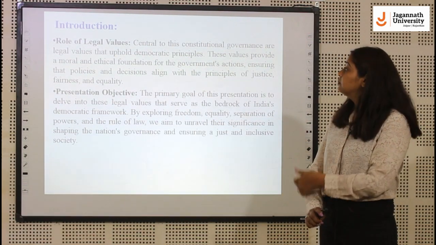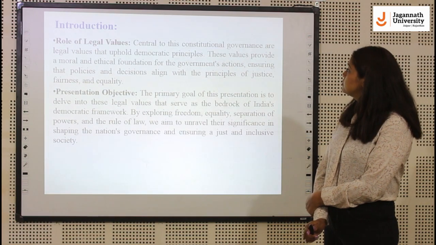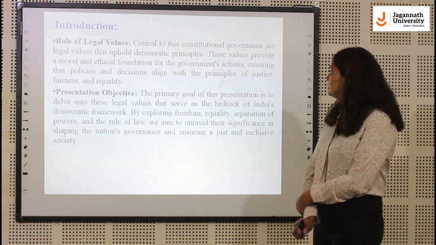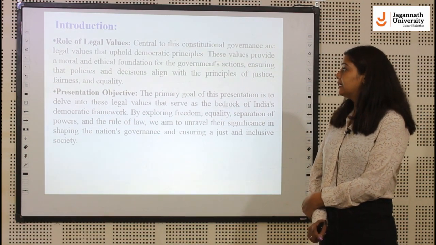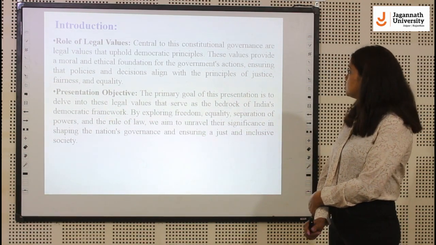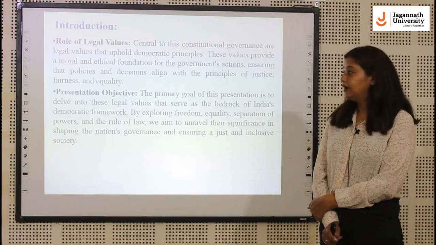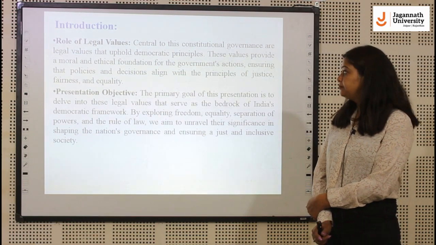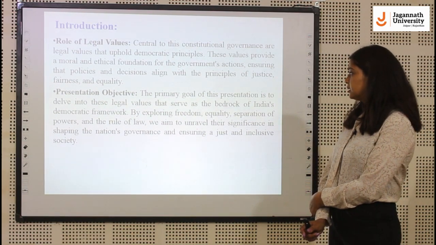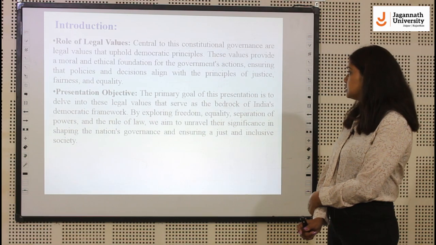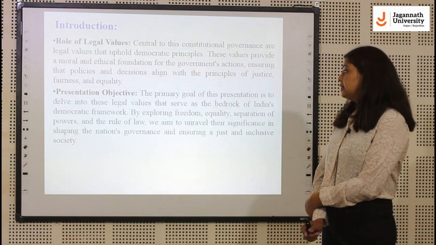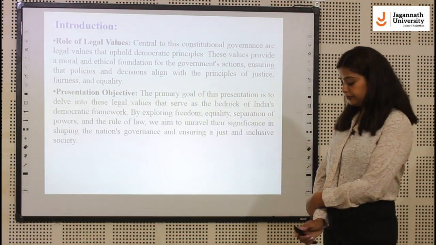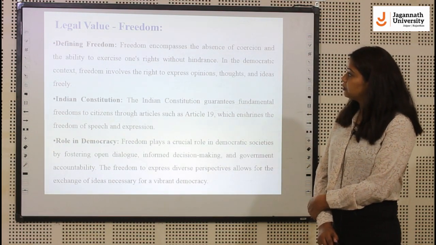Role of legal values. Central to this constitutional government are legal values that uphold democratic principles. These values provide a moral and ethical foundation for the government's actions, ensuring the policies and decisions align with the principles of justice, fairness and equality. Presentation objective. The primary goal of this presentation is to delve into these legal values that serve as a bedrock of India's democratic framework.